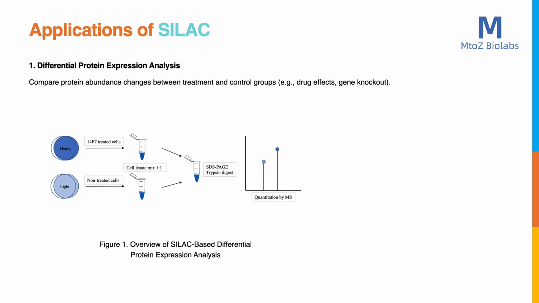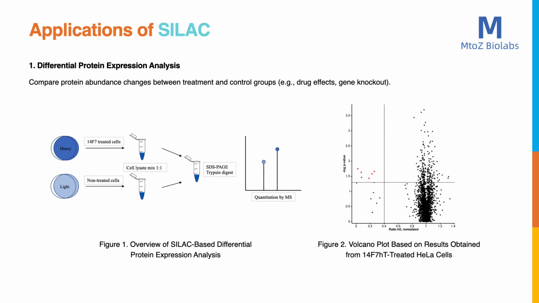Using light-labeled control and heavy-labeled 14F7HT treated cells, the team performed LC-MS to compare global protein expression. Over 3,600 proteins were identified, with 11 proteins significantly down-regulated, and 1 protein up-regulated in response to 14F7HT treatment. A volcano plot was used to visualize proteins with both strong fold changes and statistical significance. Further analysis, such as pathway enrichment, can reveal which biological pathways these differentially expressed proteins are involved in, providing insights into the cellular processes affected by 14F7HT.